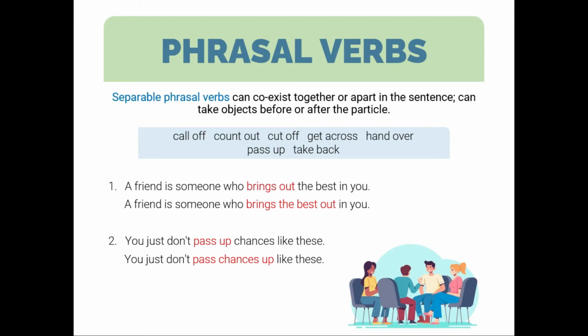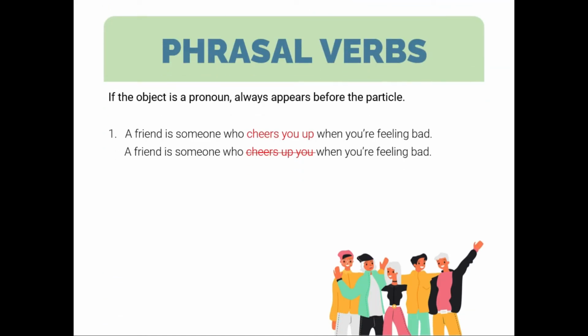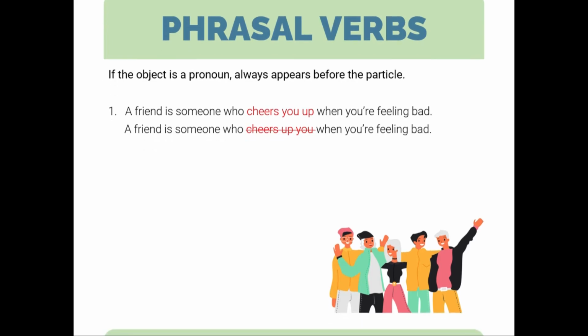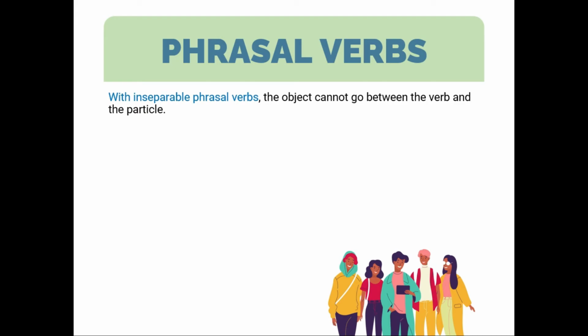Now, if the object is a pronoun, it always appears before the particle. Number 1. A friend is someone who cheers you up when you're feeling bad. That means that we cannot say, a friend is someone who cheers up you when you feel bad. Now, time for inseparable phrasal verbs. With inseparable phrasal verbs, the object cannot go between the verb and the particle.